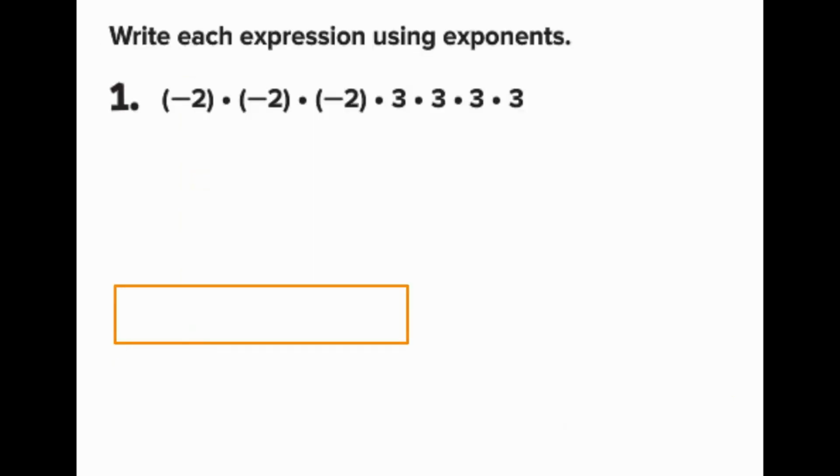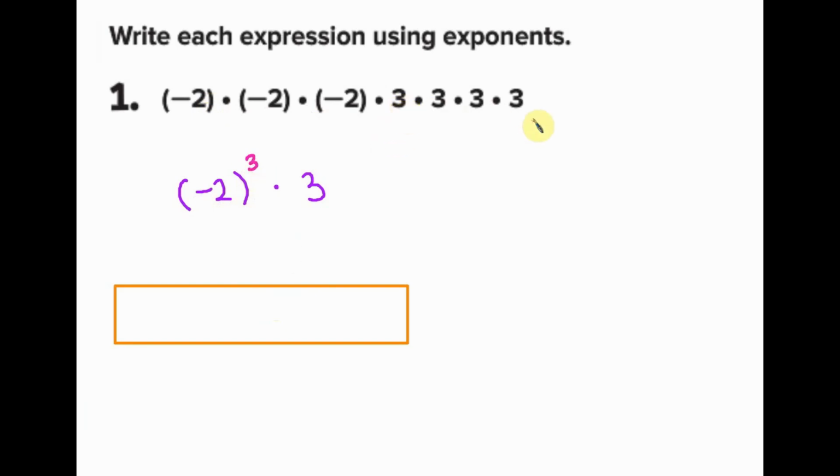Here's example number 1. Write each expression using exponents. To begin with, we are going to find what numbers they are multiplying multiple times. Here, it looks like I have -2, and I will put parentheses around it, as well as 3. So -2 and 3 are your bases, and I need to know how many times they are multiplying -2. Here, it looks like they're multiplying -2 three times. So that's how I know your exponent will be 3.